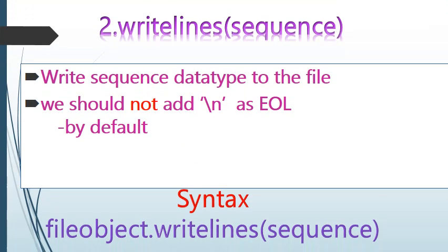Now, I'm going to use the second type of function called writelines. Within brackets, a sequence should be provided. And here there is no need to give \n because, by default, the writelines function will not add \n. The syntax is file object dot writelines within brackets sequence. It's better to give the sequence data type name here rather than giving the entire sequence, okay?